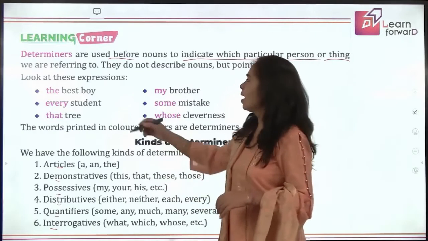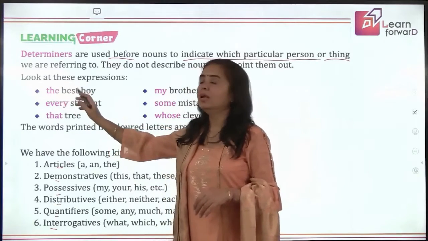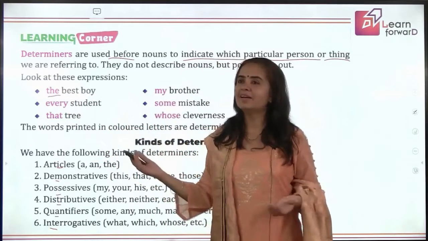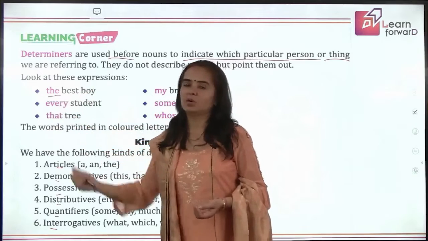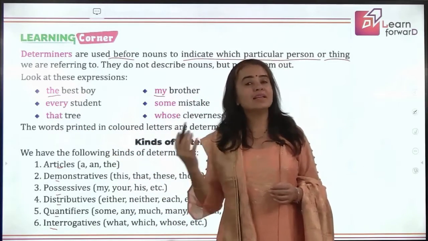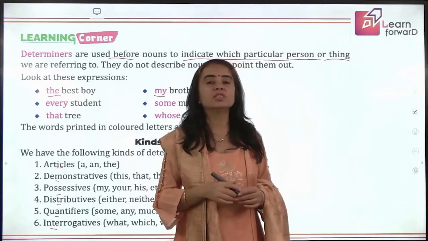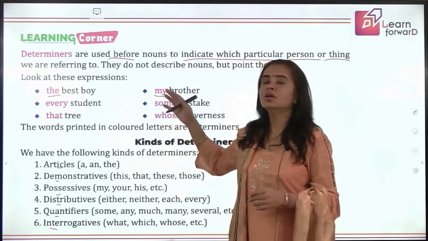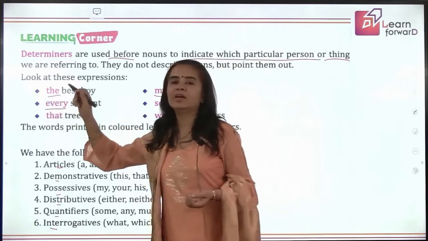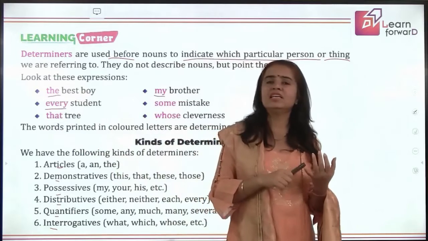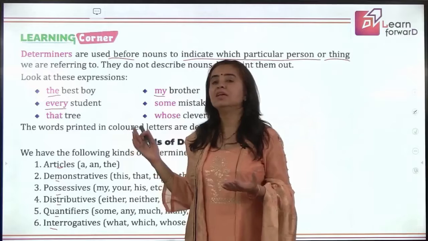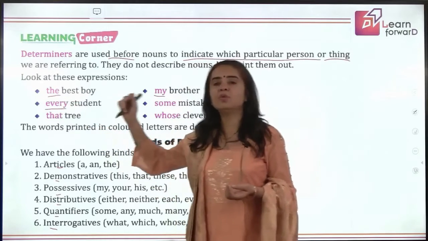Let's read some examples here. The best boy. Here, the. What is it according to you? That's an article and it is a determiner also, right? My brother. What is my here? Yes, that's a possessive word, a possessive adjective. So here, this is a determiner also. Next, every student. What are the words we have learned? Each, every, either, neither. What are these words? Yes, they are distributives. Perfect.